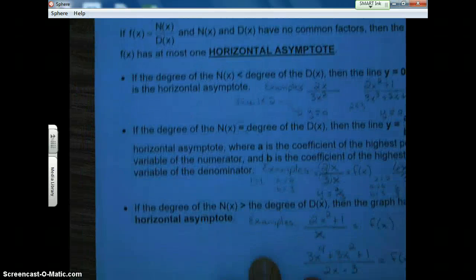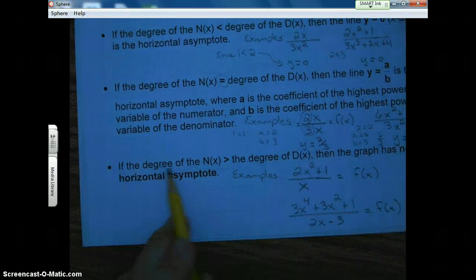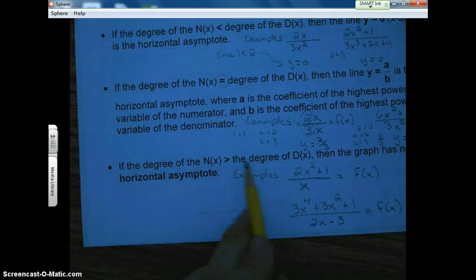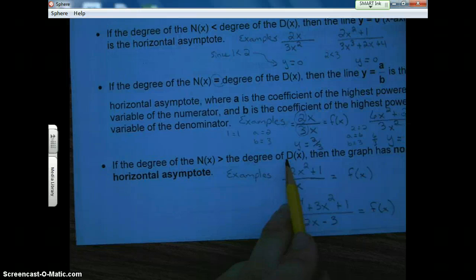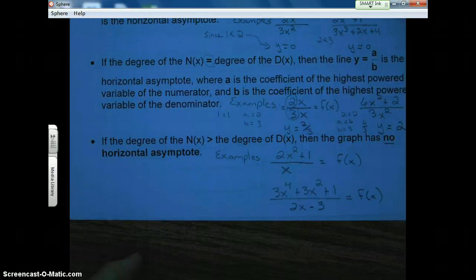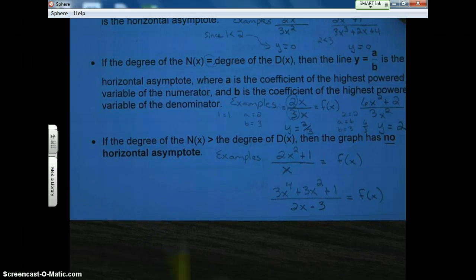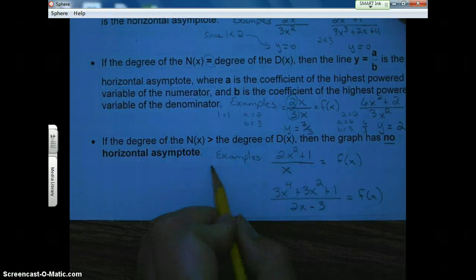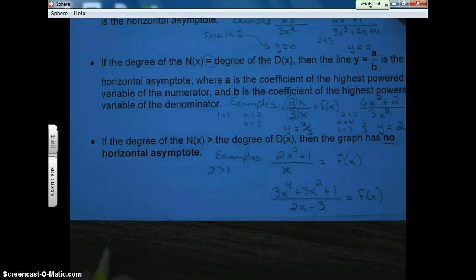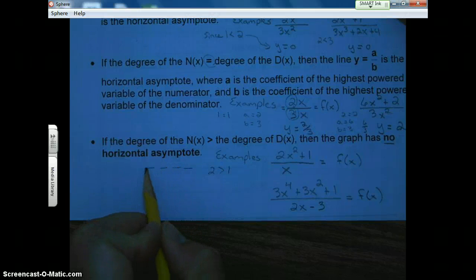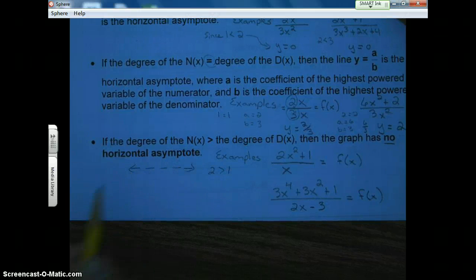Okay, rule number 3. If the degree of the function in the numerator is greater than the degree of the function in the denominator, then the graph has no horizontal asymptote. So the degree is 2, the degree is 1. Since 2 is greater than 1, there is no horizontal asymptote. You will not put any lines like that. No horizontal asymptote at all.